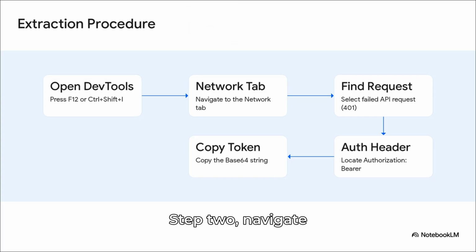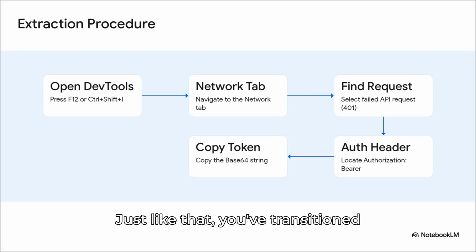Step 2. Navigate over to the Network tab. Step 3. Find and select that failed API request. It'll usually be glaring at you with a red 401 status code. Step 4. Scroll down into the request headers and find the authorization bearer line. And step 5. Just copy that huge base64 string right after the word bearer. Just like that, you've transitioned from a passive ticket escalator to an active problem solver.